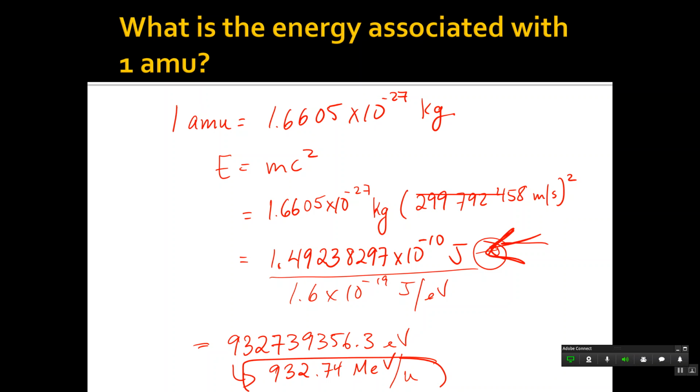8.98 times 10 to the 13 joules. This is for an atom that has an atomic mass of 1. What atom has an atomic mass of 1? Approximately. Hydrogen, right? So 1 mole of hydrogen weighs how much? Approximately? 1 gram, right? Come on. Work with me here. 1 mole of hydrogen weighs 1 gram.